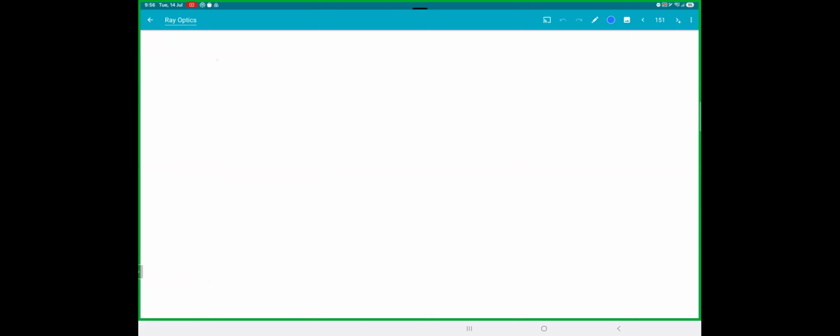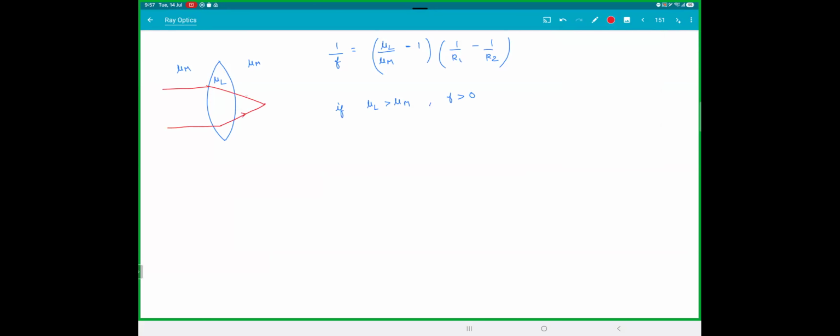Now here, this is one thing you have to be careful about. Suppose you take a biconvex lens, mu m and mu L. If you look at the 1 by focal length formula, mu L by mu m minus 1 into 1 by R1 minus 1 by R2. If your mu lens is greater than mu medium, the sign will be positive and the focal length is greater than 0. That means if the lens medium is greater than the surrounding medium, the light rays converge. This is a converging lens.